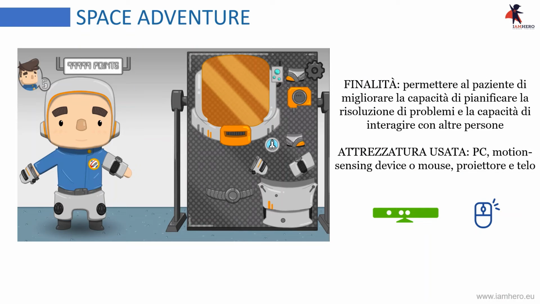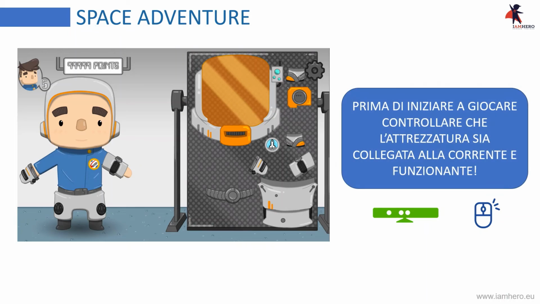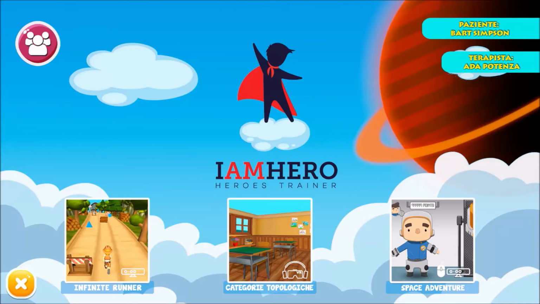The third game, Space Adventure, can be played by using a motion sensing device or a mouse device. In this game, the player plays the role of a young astronaut that has to overcome different challenges to get to the alien planet. The game allows to work on the ability to plan, problem solving, the attention span and the short-term memory, as well as the ability to reflect on the cause-effect relation of its own actions.